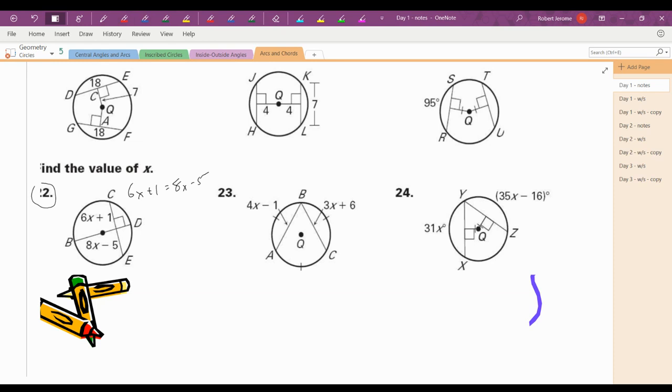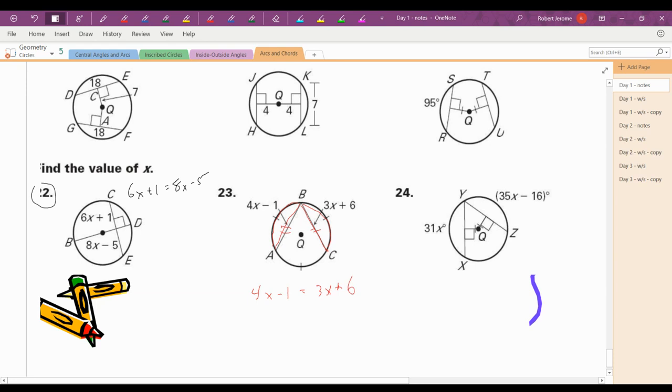In number 23, we have arcs that are congruent, which means we have chords that are congruent. So if we compare the two arcs as congruent, then those two chords are also congruent. So that's going to give us our formula here. So we have 4x minus 1 equals 3x plus 6.